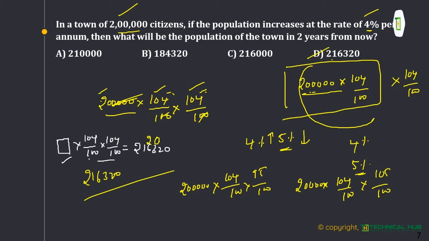Then the initial population I don't know here. So take x and multiply 104 by 100 into 104 by 100. So that is equal to 216,320. Then you will get the x value. So your initial population is given, but they're asking for the population after 2 years. Sometimes they will give the population after 2 years and ask for the initial population. All models are important. So moving to the next question.